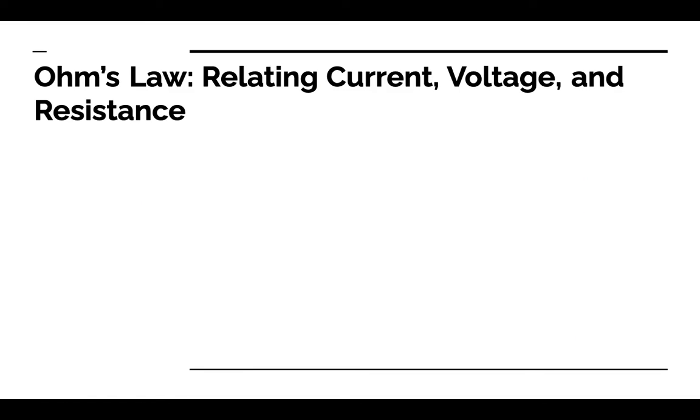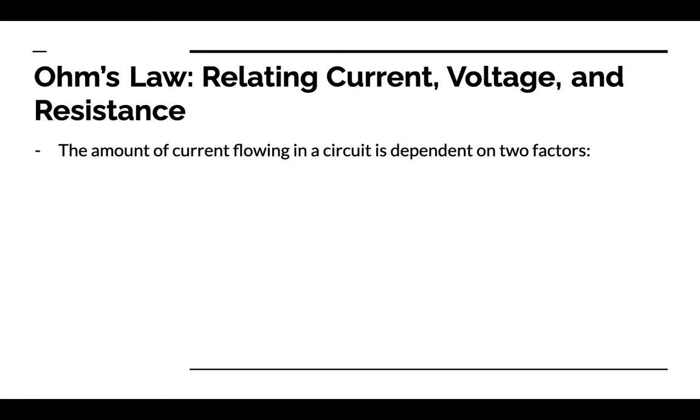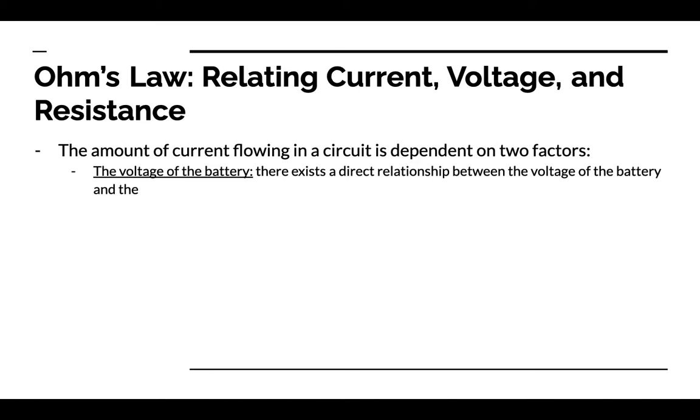So next we come to Ohm's law. Ohm's law relates current, voltage, and resistance. As you all noticed in your labs, the amount of current flowing in a circuit is dependent on two factors. The voltage of the battery. We see there exists a direct relationship between the voltage of the battery and the current.